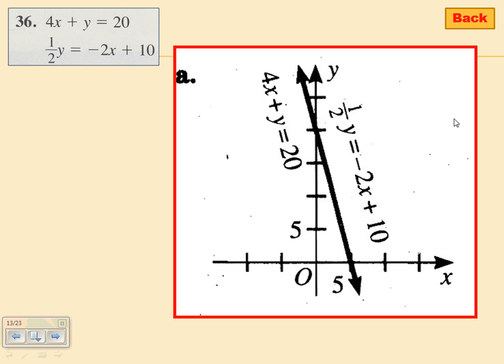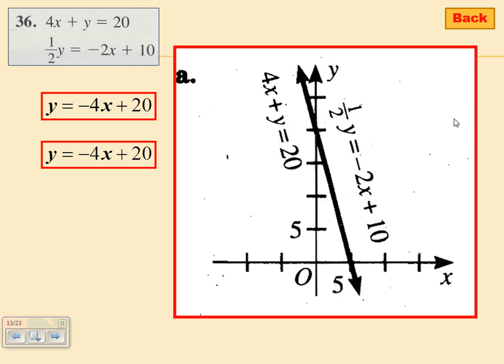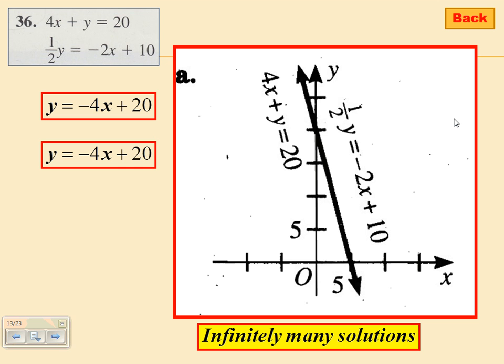For number 36, you would have to graph it. In order to graph it, guys, what you have to do is try to get y by itself on the left-hand side and make it into slope-intercept form. The top equation becomes that. To get y by itself in the bottom equation, you multiply everything by 2, and you get the same equation. So as a result, aren't they basically the same line? So what would your answer be for this? Infinitely many solutions.